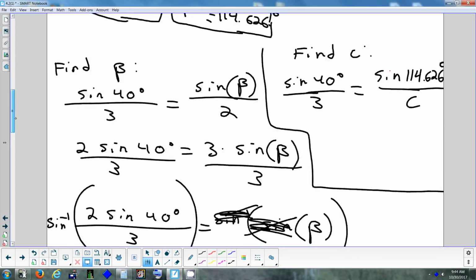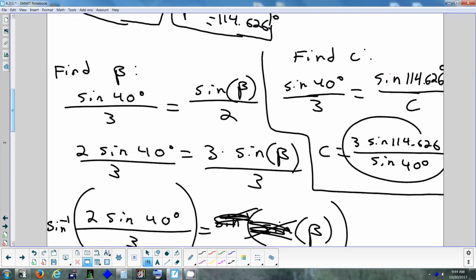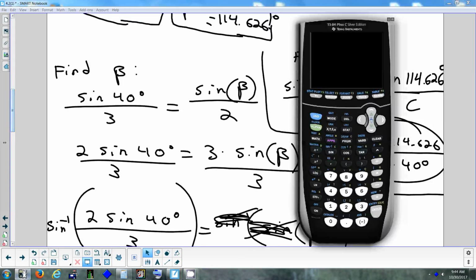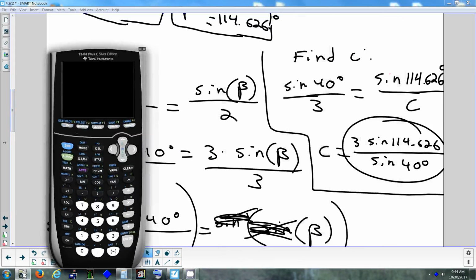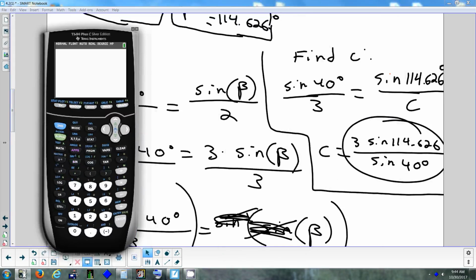Okay, so cross multiply. And we're going to get c equals 3 sine 114.626 divided by sine 40. Okay, so I'll just finish up by typing that in, see what I get. Okay, double check that you're still in degrees. Sometimes your calculator, or mine does, it resets itself back to radians, but I'm still in degrees, so that's good.